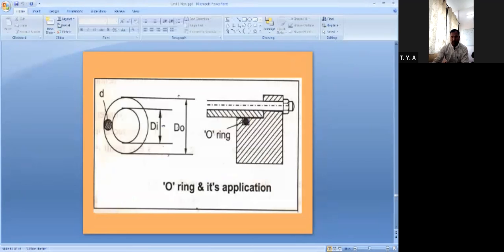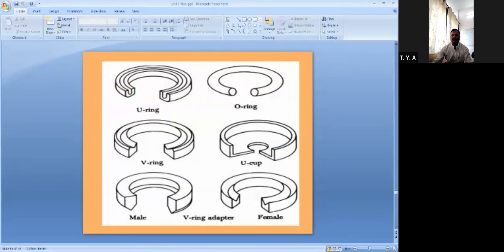O-ring. O-ring means, as we have seen in the different rubber seals, you can see the cut section. It is like a circle, an O shape. So due to that only it is named as an O-ring. Now, what are the different metals which are used for the sealing? That we will discuss later. Here we are just seeing the types.